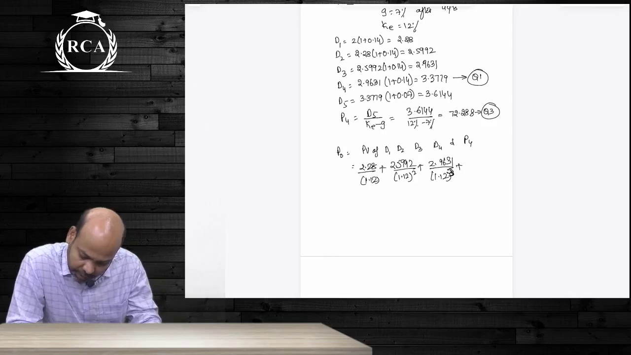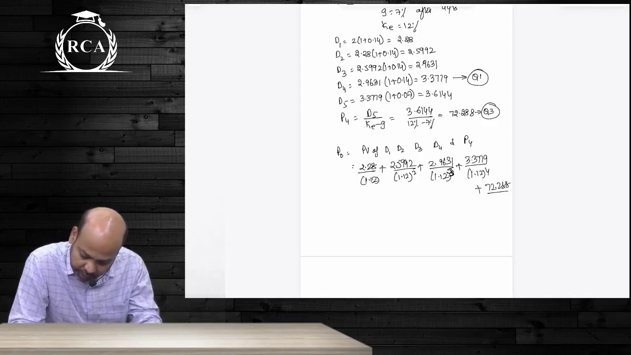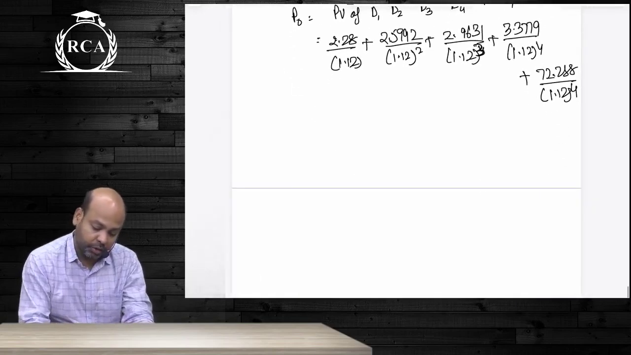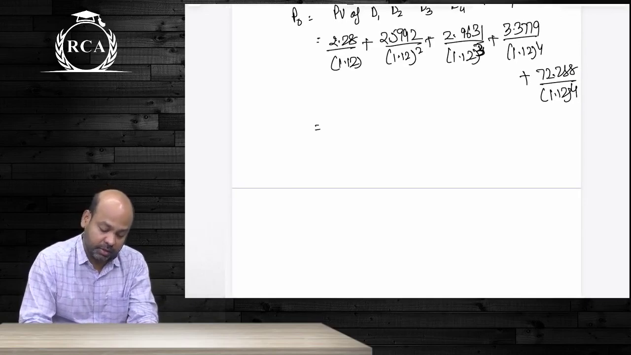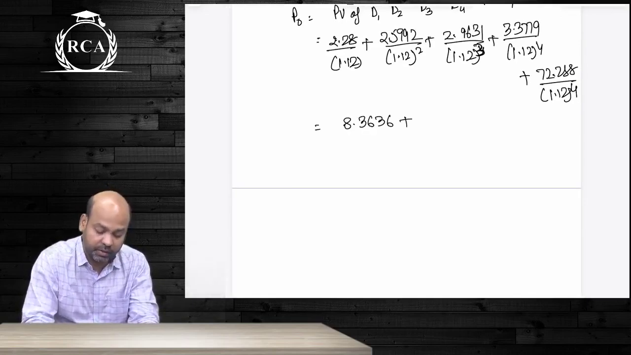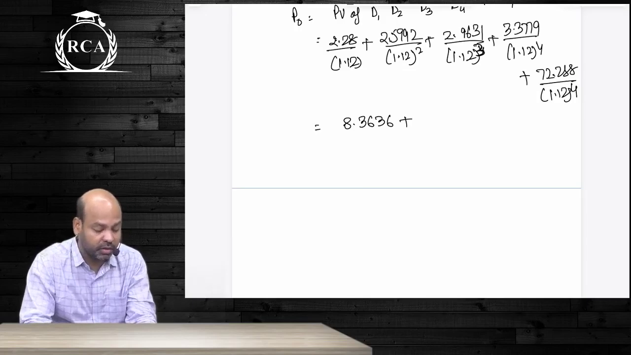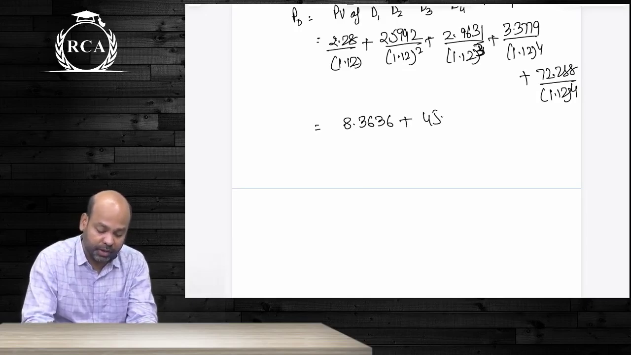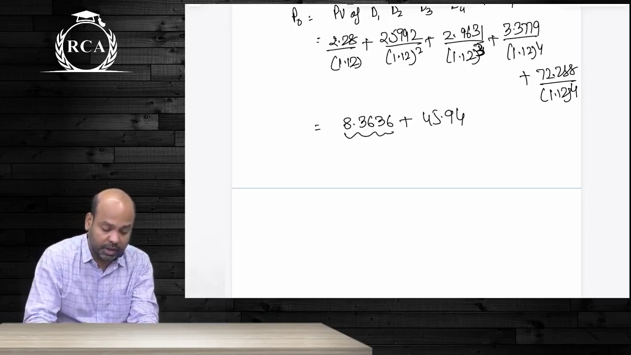plus 3.3779 divided by 1.12 whole power 4, plus the present value of P4, which is 72.288 divided by 1.12 whole power 4. What is the present value of the first 4 dividends? 36 plus the second one, 45.94. So this will become the answer to question 2.